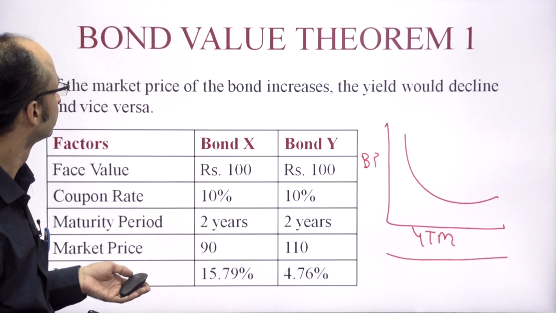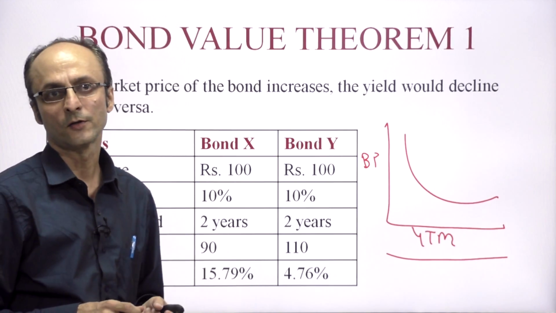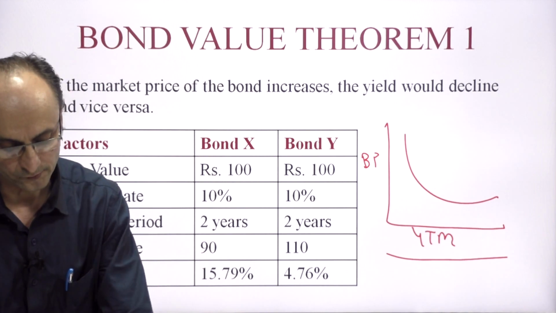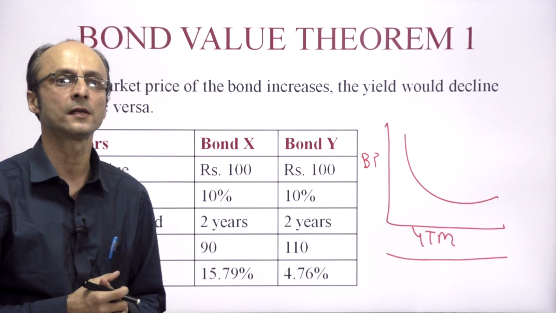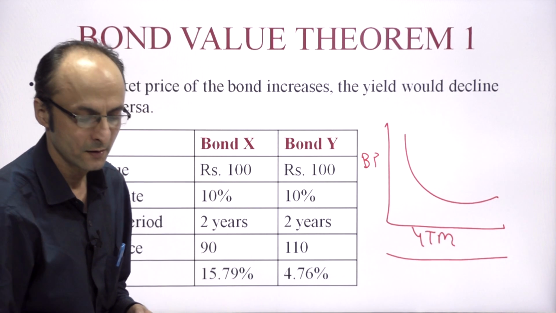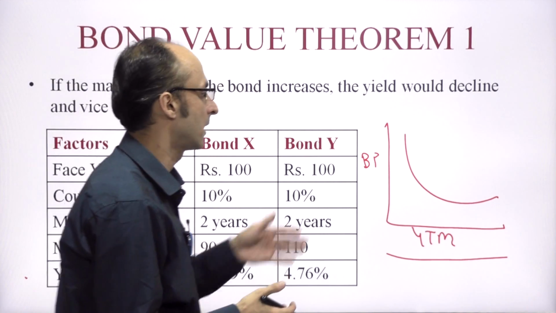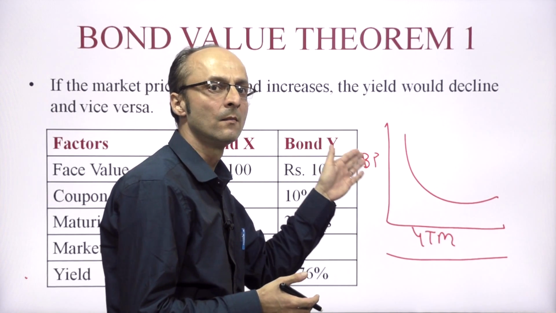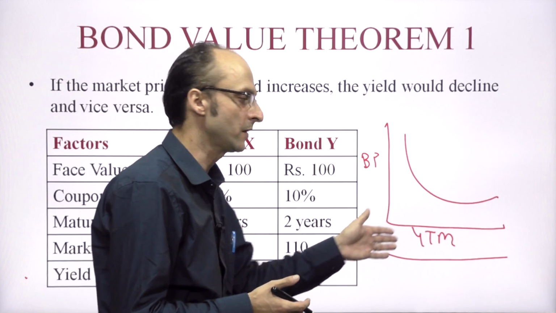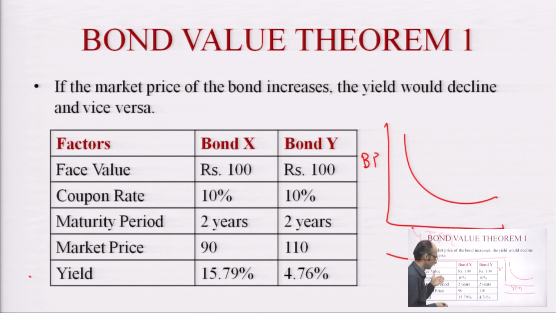Theorem 1. What was theorem 1? Theorem 1 was trying to establish a relationship between the bond price and the yield. This theorem explains that there is an inverse relationship between the bond price and yield to maturity, which we have identified in our slide as well.